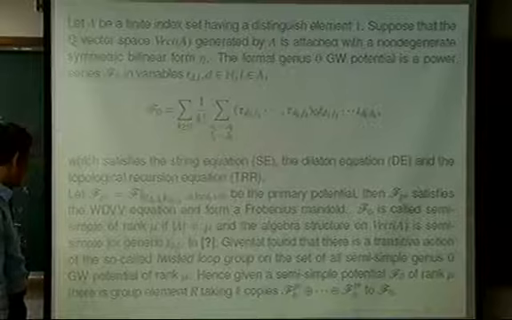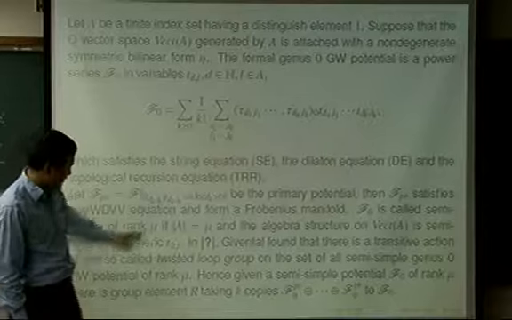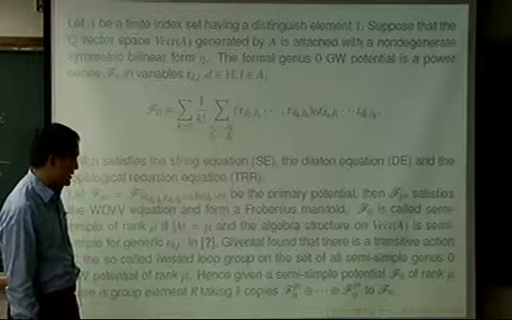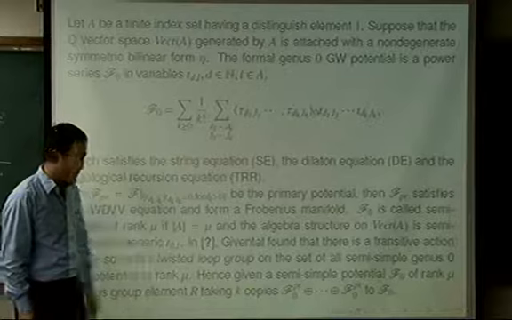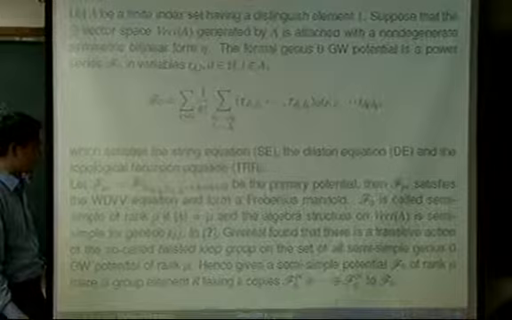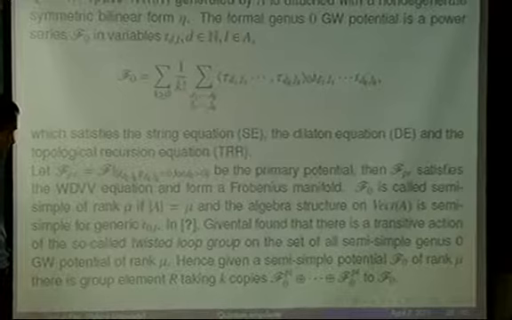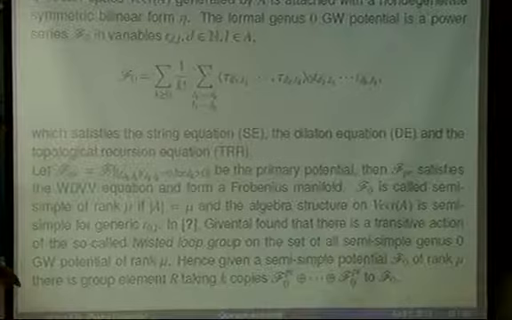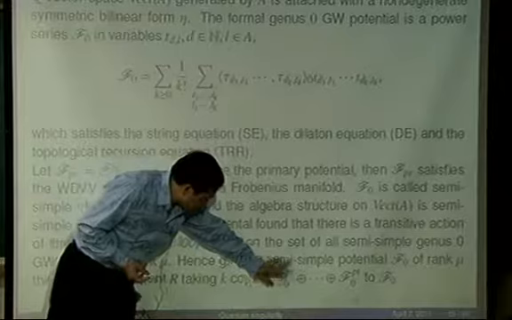F0 is called semi-simple of rank mu if the number of A is mu, and the algebra structure on the space is semi-simple for generic T. Givental found there is a transitive action of the so-called twisted loop group on the set of all semi-simple genus 0 GW potentials of rank mu. Hence, given a semi-simple potential F0 of rank mu, there is a group element R taking mu copies of a one-point potential to F0.